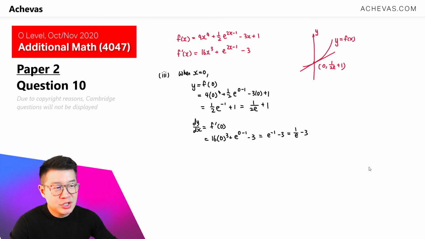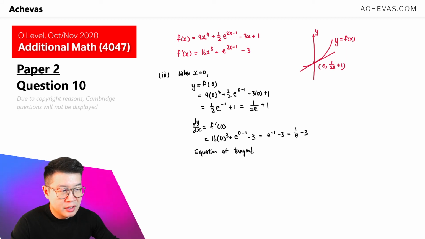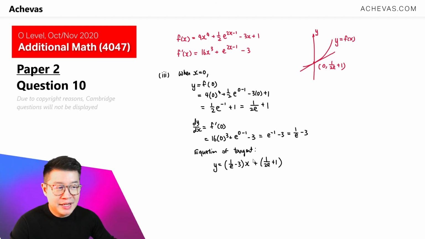So for the equation of the tangent at this point that the question has described to me, it is going to be y is equal to the gradient, which is 1 over e minus 3, times x, then plus the y-intercept. The y-intercept is 1 over 2e plus 1. So this is the equation of the tangent, but the question requires us to manipulate this further.